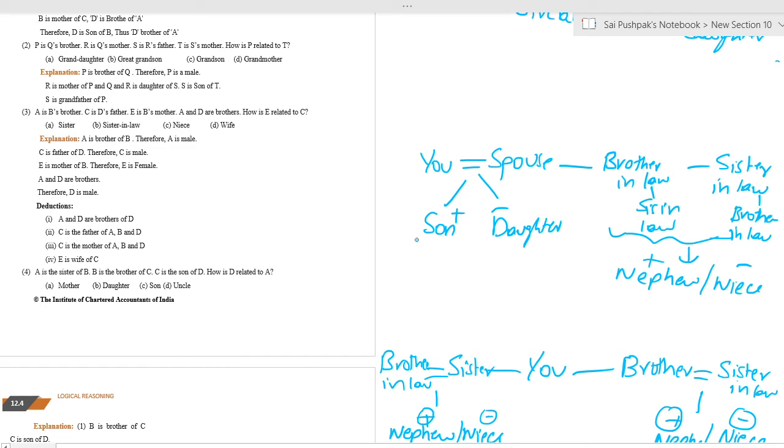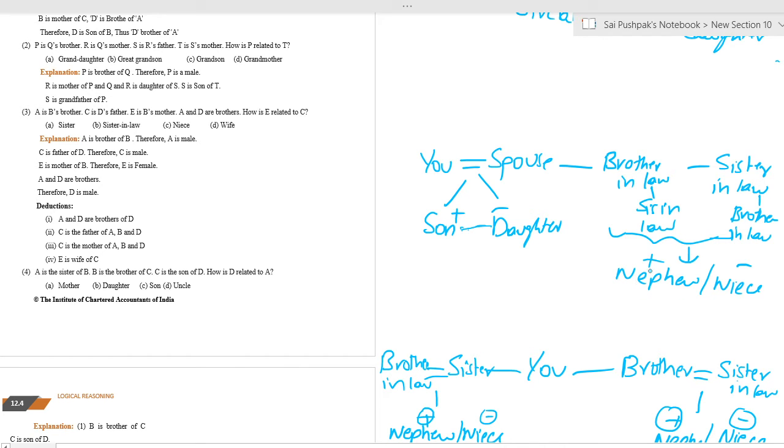So if you marry, you will have your spouse. You both have children, son and daughter. Okay. So between your son and daughter, we can draw one horizontal line. And your spouse will have a brother. He will be your brother-in-law, and his wife will be sister-in-law. And if your spouse has a sister, she will be your sister-in-law, and her husband will be your brother-in-law, and their children will be your nephew or niece.